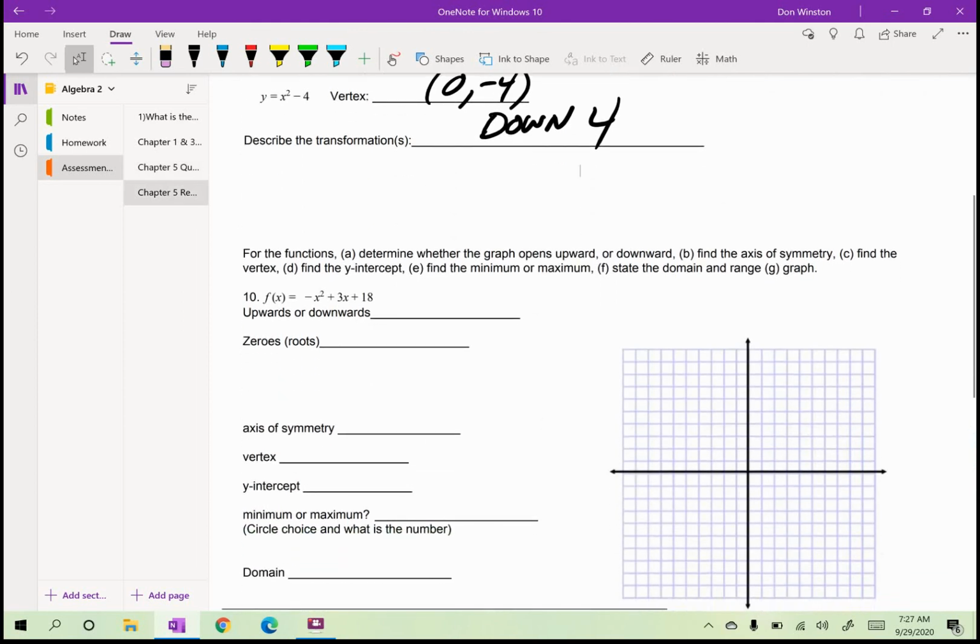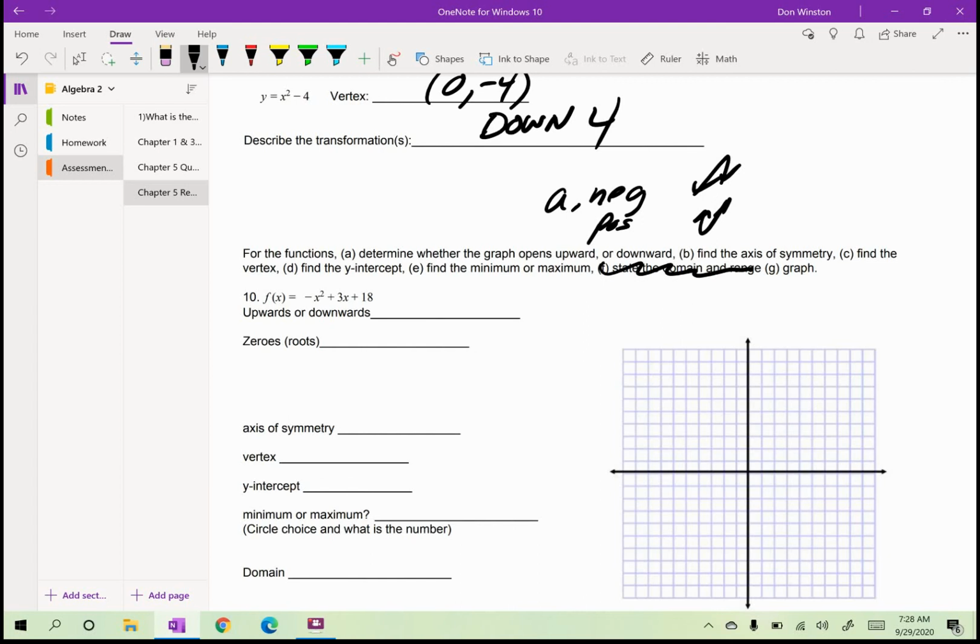For the functions, determine whether the graph is happy or sad, opens up or down. Remember, if a is negative, this is a sad graph, but if a is positive, it's a happy graph. Then find the axis of symmetry, find the vertex, find the y-intercept, find the minimum and maximum. I'm not going to give you a domain and range, but then you'll have to graph it. I will do domain and range on the next test.